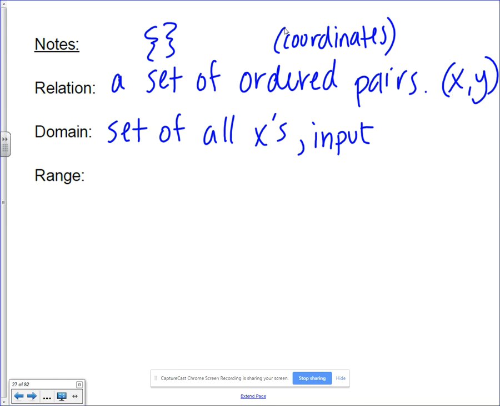Another word, correct, you are correct. That means the range must be the y, he said. Also called the output. Perfect.